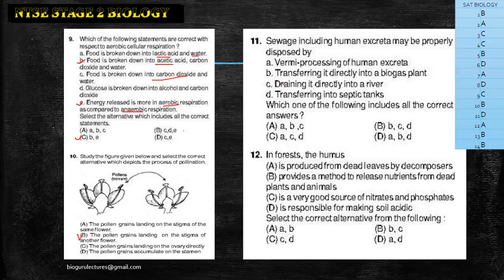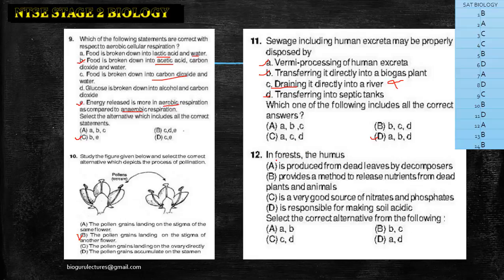Next, sewage including human excreta may be properly disposed by. So underline this, properly disposed by. Vermicomposting human excreta, yes. Transferring directly into a biogas plant, yes. Draining is a wrong process, we should not do that. Next, transferring into septic tanks, obviously the right one. So A, B, C option. Okay, option D is the right answer. So A, B, D. So C is not right here.